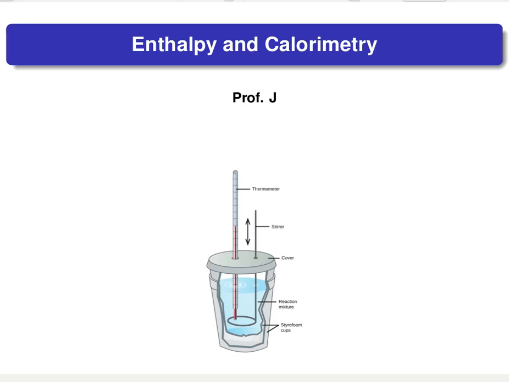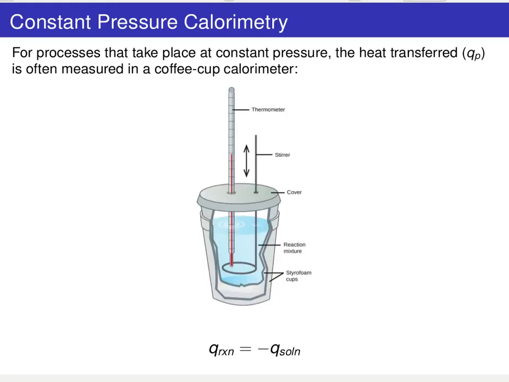Welcome back, guys. In this video, we are going to talk about this concept of enthalpy once again, and we're going to explore how we can use the experimental technique of calorimetry to actually figure out enthalpy changes for a variety of chemical reactions. So if we recall back to our discussion of calorimetry, we saw that for processes that take place under constant pressure situations, we can measure that heat transfer QP using our coffee cup calorimeter, illustrated on this slide.